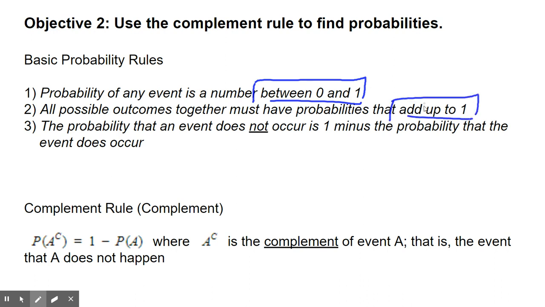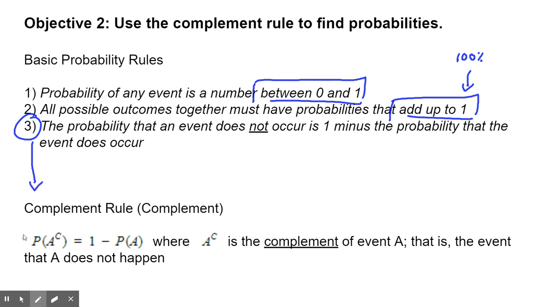So when we think about these probabilities, the number 1 actually means 100%. So if you think about it in the past chapters, we always needed 100% of the data represented. Well, same thing here in our probability models. Have to have 100% of the data or probability of 1 together. And the probability that an event does not occur is 1 minus the probability that the event does occur. This is called the complement rule.